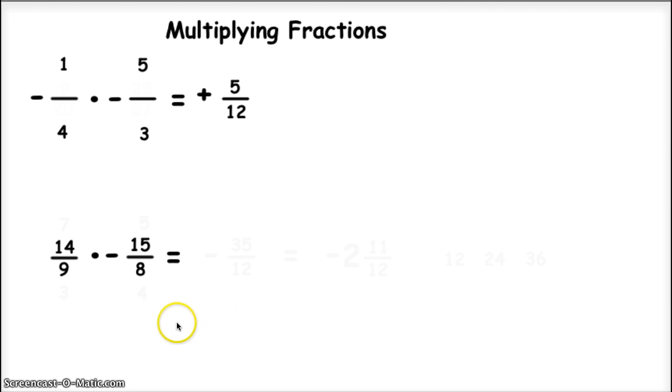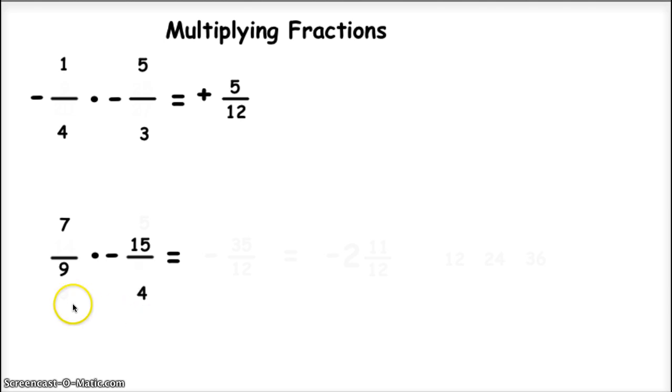Again, I look for pairs of numbers, but one of the numbers has to be on top and the other number has to be on the bottom. When I look at this, I have 14 and 8. Both of those two numbers are even, so I can divide both of those numbers by 2. 14 divided by 2 is 7. 8 divided by 2 is 4.